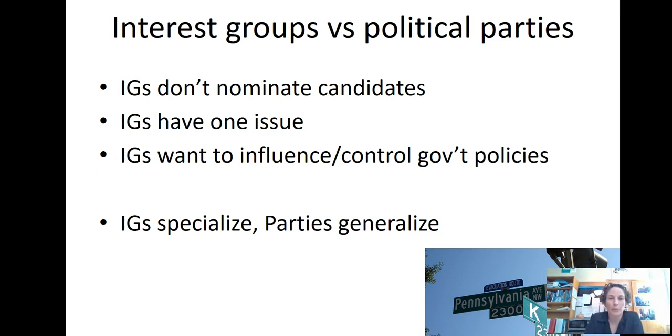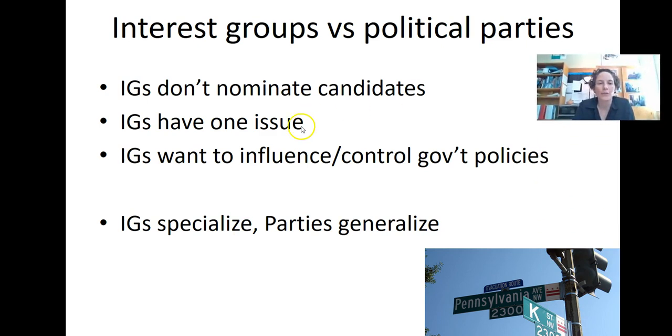Let's go over interest groups versus political parties. Interest groups are groups united on some particular agenda, but unlike political parties, they're not nominating candidates. So no one is running from the NRA to serve in an office. They have an issue. Sometimes it's a broad issue like labor rights, and other times it's a more specific issue like reproductive rights. So interest groups specialize, whereas the parties tend to generalize. In order to get a broader base of voters, they're going to generalize their policies.